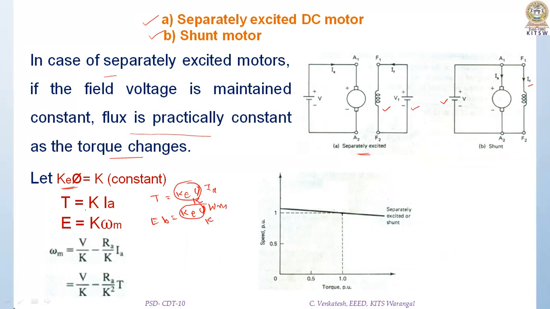So k into omega m. So now we get these two relations for this separately excited motor and shunt motors. Then omega m will now become v by k minus Ra by k into Ia, that means omega m is equal to v by k minus Ra by k square into T.